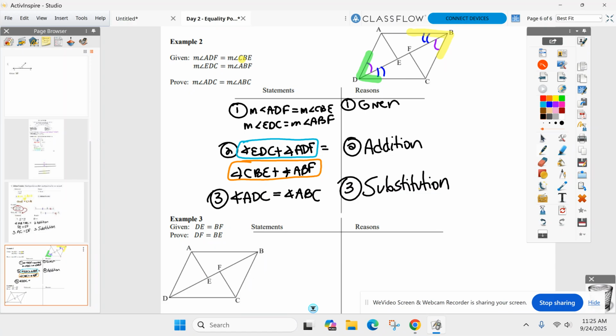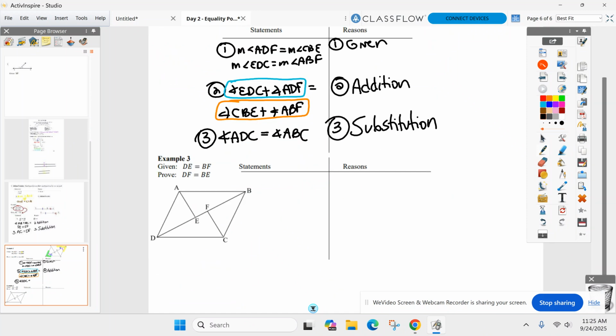I wish it was this easy, right? Just do addition, substitution. All right. Notice anything right now? Only one given, huh? DE equals BF. That's the only given. Don't mark the proof statement. Just mark DE congruent to BF.